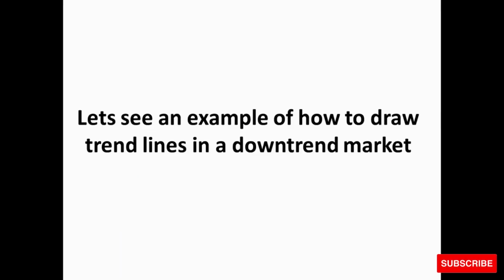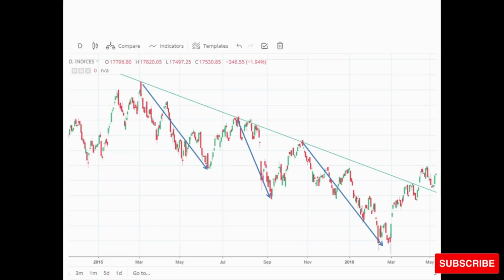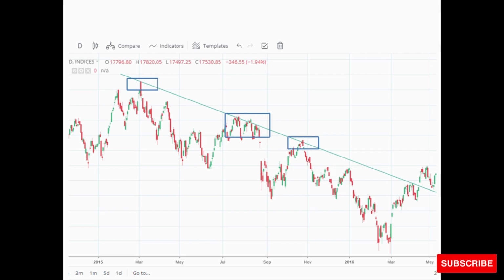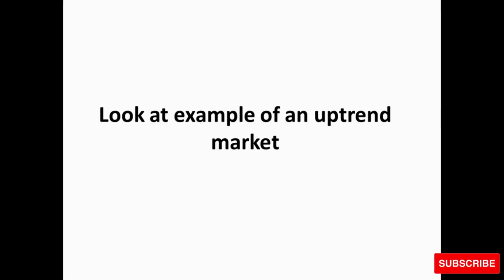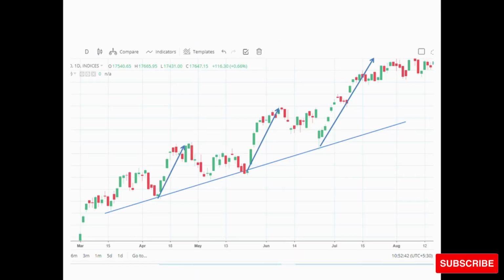See an example of how to draw trend lines in a downtrend market. As you can see, the market respects the trend line, and whenever price touches it, the market reverses and continues in the same downward direction. When the market moves this way, trend lines help us to anticipate the next impulsive move with the direction of the market. Look at another example of an uptrend market. As you can see, the market respects the trend line, and by drawing it the right way, we can easily predict the next movement upward.